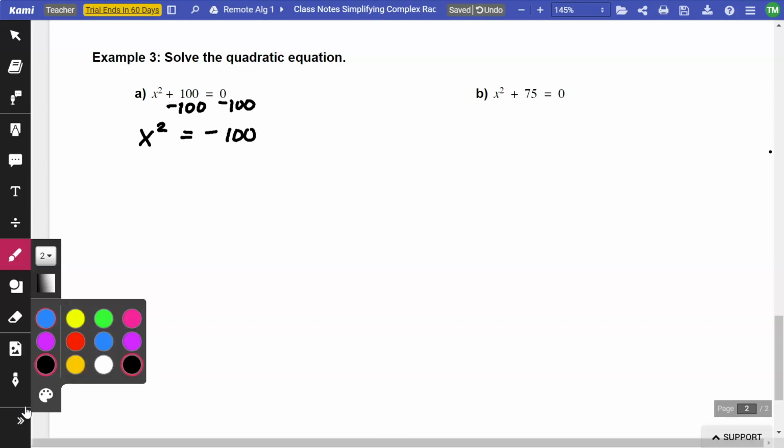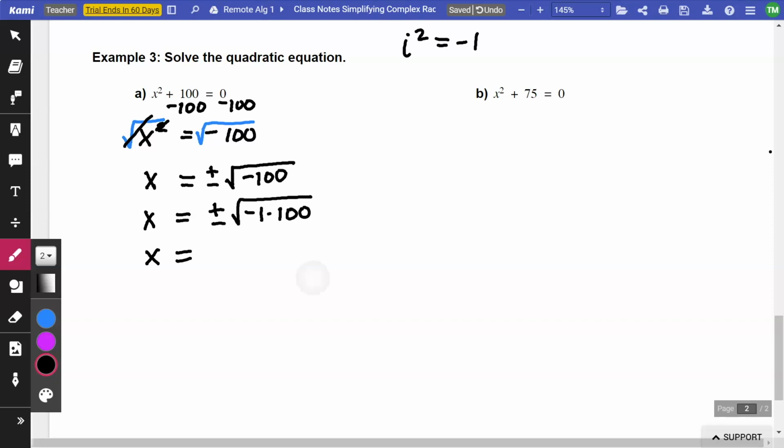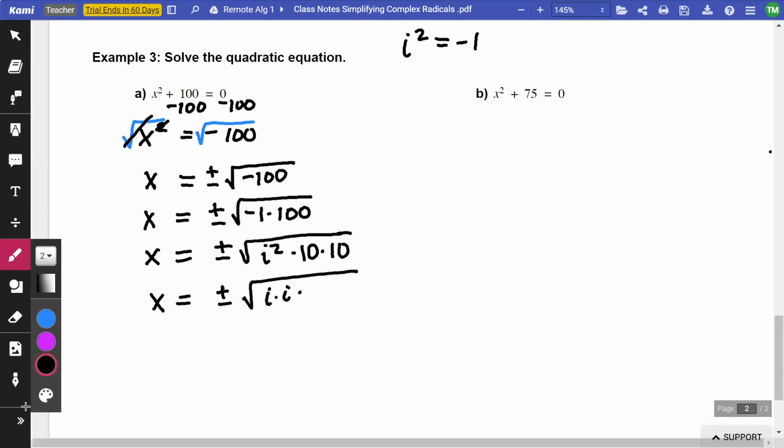So to solve for x, we just square root both sides. The square root of x squared, these cancel out, so we're left with x equals. And then remember, when we square root both sides of an equation, we get a positive and a negative solution. So x is equal to plus or minus the square root of negative 100. So let's simplify that. So x is equal to plus or minus the square root of negative 1 times 100. Remember, i squared is equal to negative 1. I'm going to replace negative 1 with i squared, and then 100 is really just 10 times 10. So x is equal to plus or minus the square root of i times i times 10 times 10.